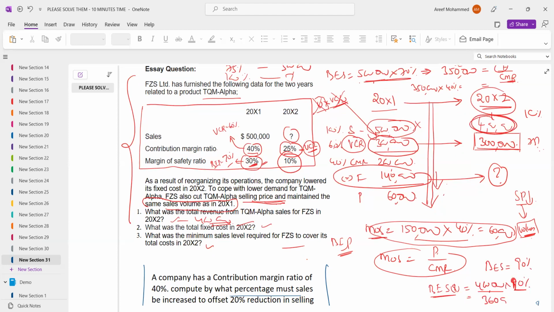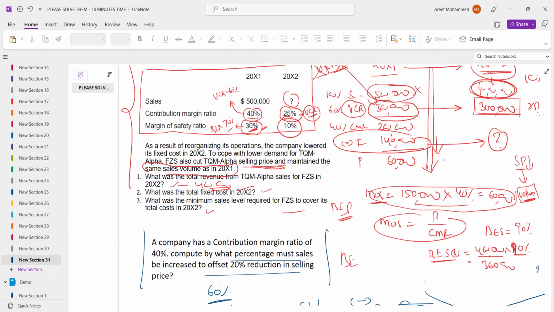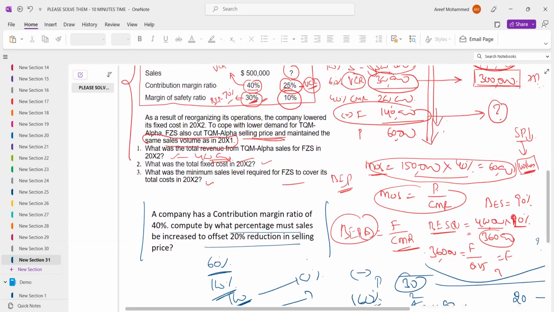360,000. We know that break-even point in dollars is equal to fixed cost divided by CMR. Correct? Break-even sales we got 360,000. Fixed cost we don't know. CMR is directly given as 25%, 0.25. Therefore, fixed cost is equal to 360,000 times 0.25, which is 90,000. So this is your second answer, 90,000.